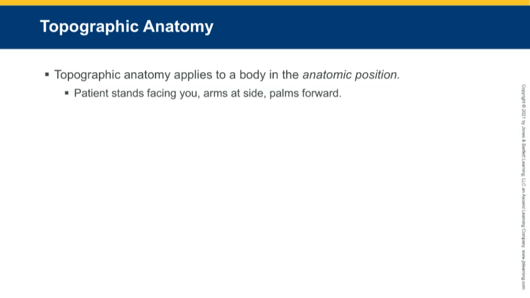Topographic anatomy refers to the body in the anatomic position, where the patient stands facing you with arms at their sides and palms forward.